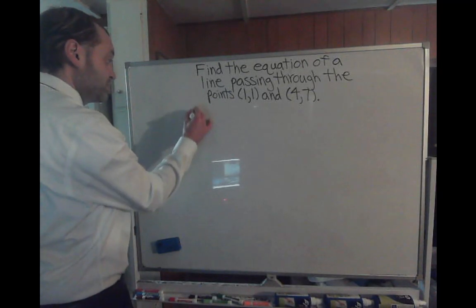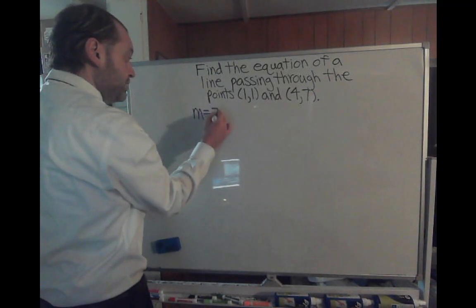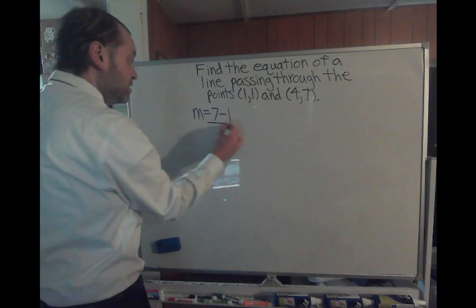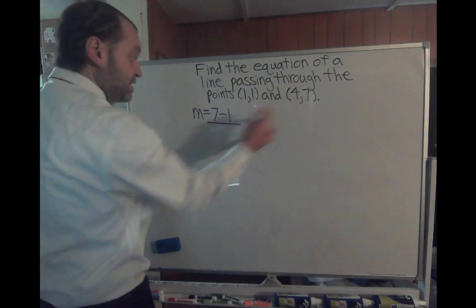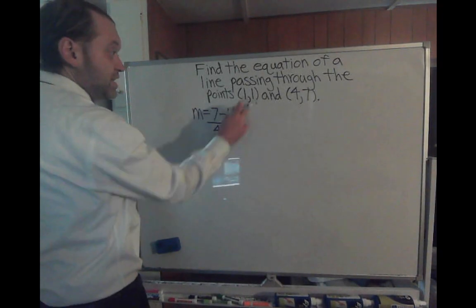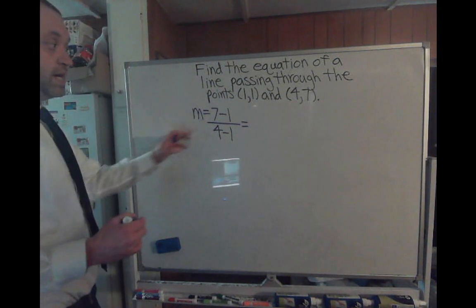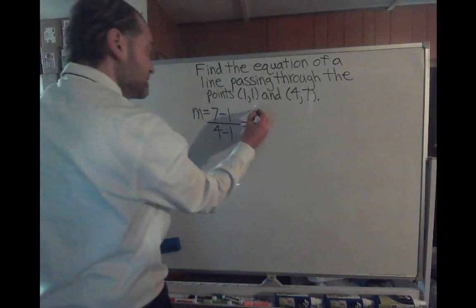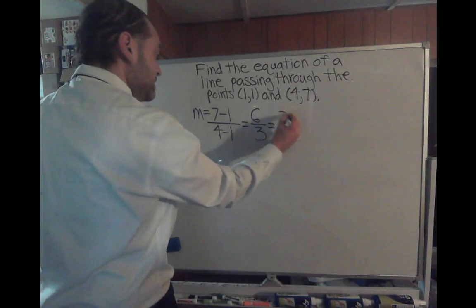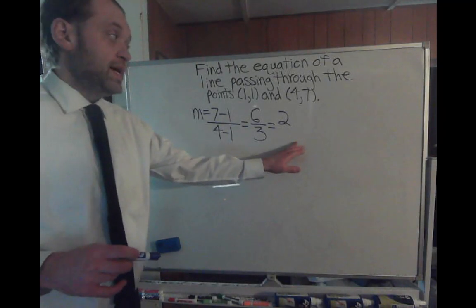If we remember, the slope is your second y-coordinate, which in this case would be 7, minus your first y-coordinate, which is 1, all over your second x-coordinate, which is 4, minus your first x-coordinate, which is also 1. Well, 7 minus 1 is what? That's 6, over 4 minus 1, which is 3. So that's going to give you a slope of 2. So we found the slope of the line now.